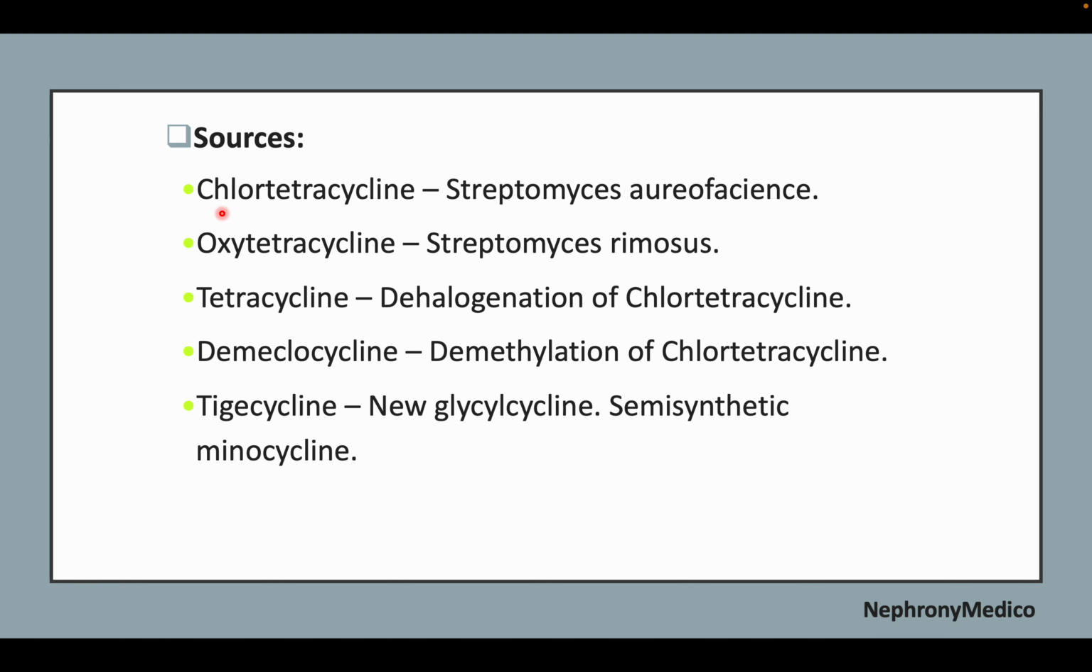The sources: chlortetracycline is from Streptomyces aureofaciens, oxytetracycline from Streptomyces rimosus, tetracycline is from dehalogenation of chlortetracycline, demeclocycline from demethylation of chlortetracycline, and tigecycline is a new glycylcycline, which is a semisynthetic minocycline.